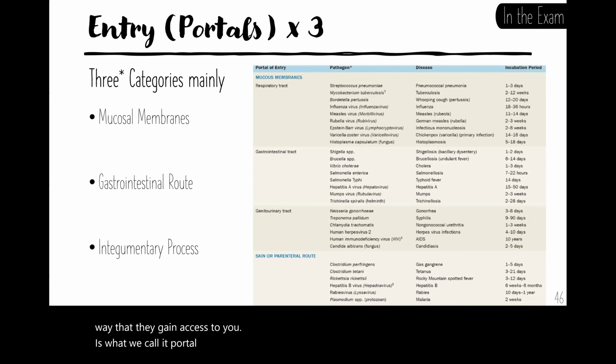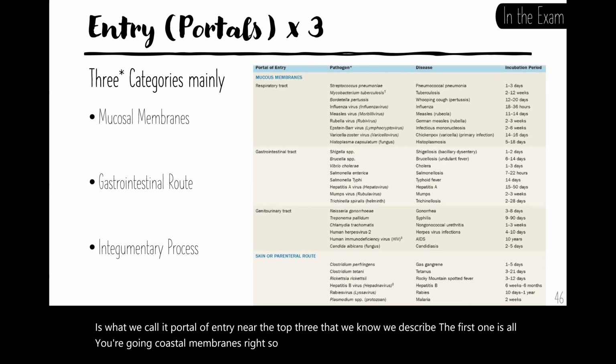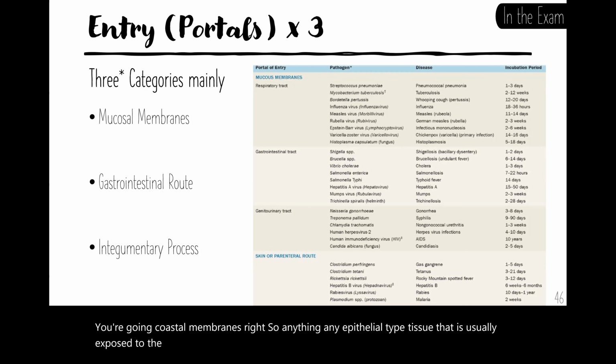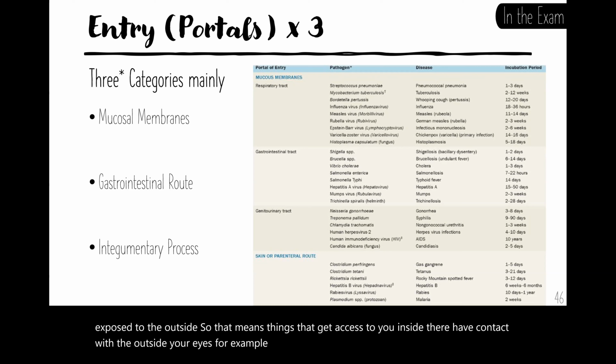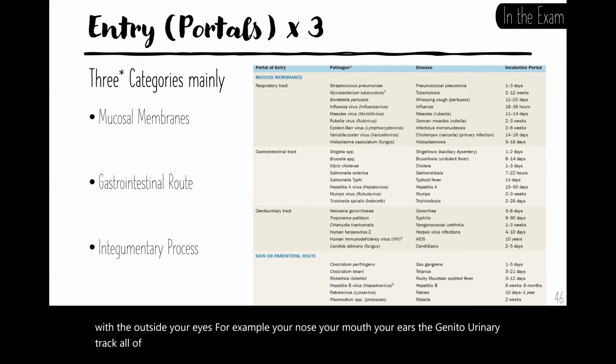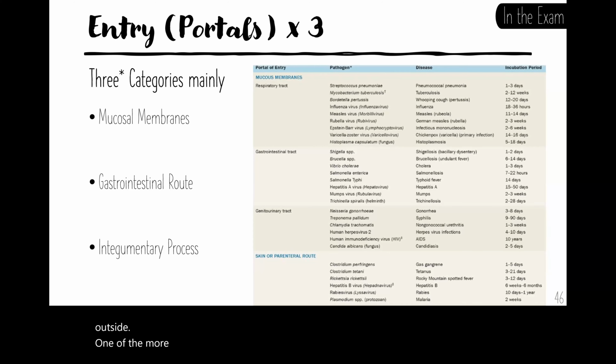And they're the top 3 that we normally describe. The first one is all your mucosal membranes, right? So any epithelial type tissue that is usually exposed towards the outside. So that means things that get access to you inside that have contact with the outside. Your eyes, for example, your nose, your mouth, your ears, the genitourinary tract. All of these things have access to the inside of you that are exposed towards the outside. So one of the more common portals of entry are your mucosal membranes.